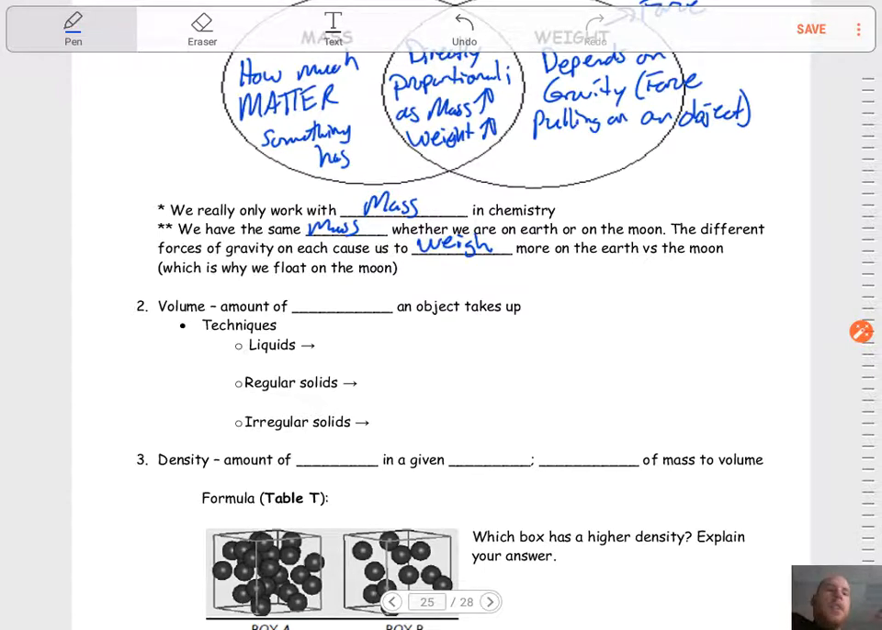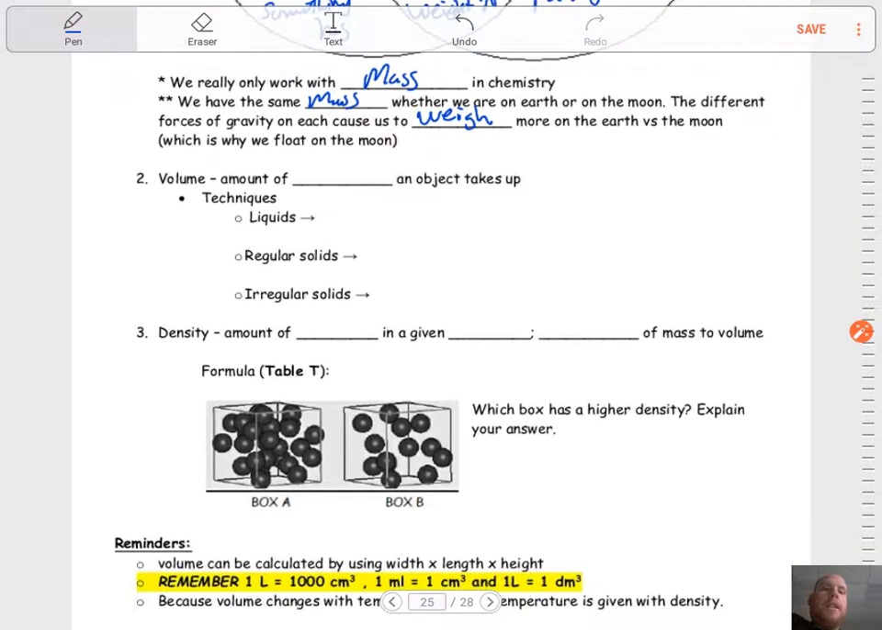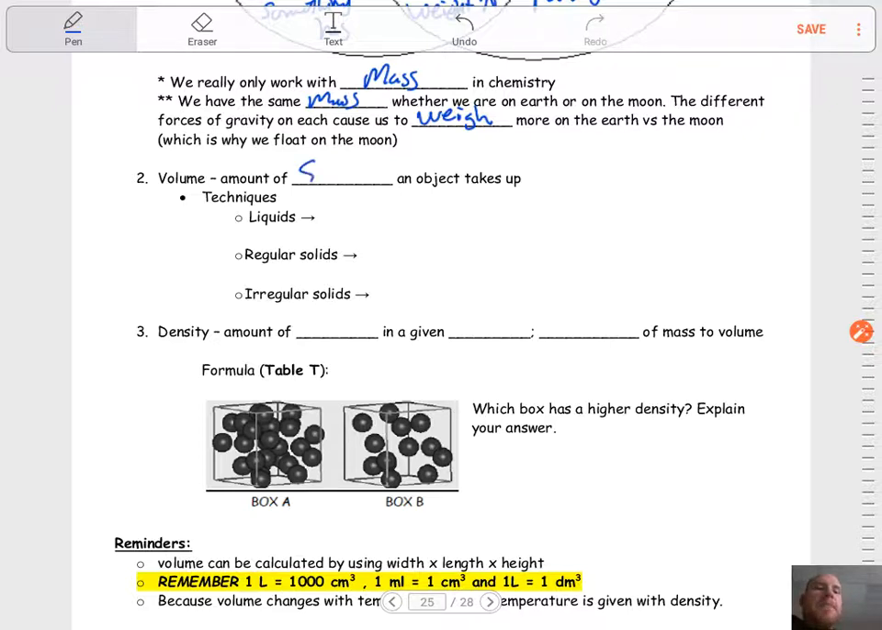We use mass, so grams are what we measure mass with. So just keep that in mind. It's different than weight. Volume is the amount of space an object takes up.